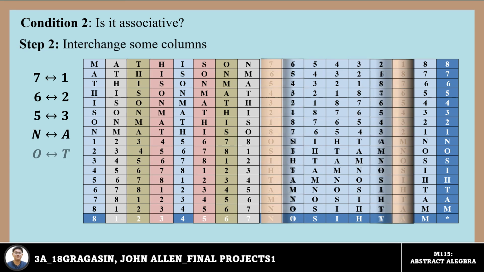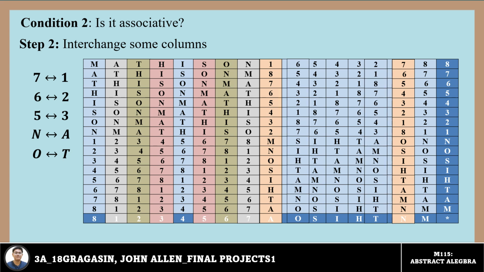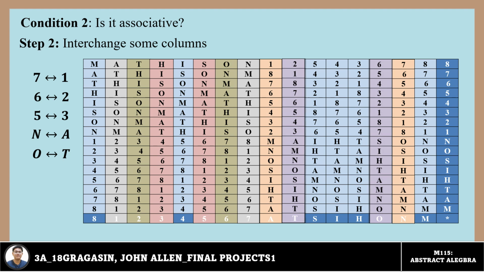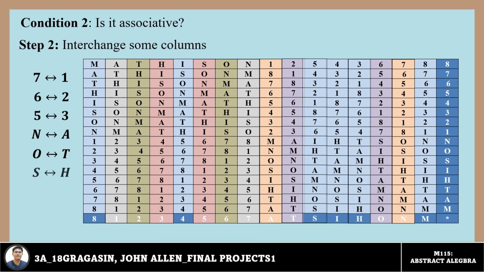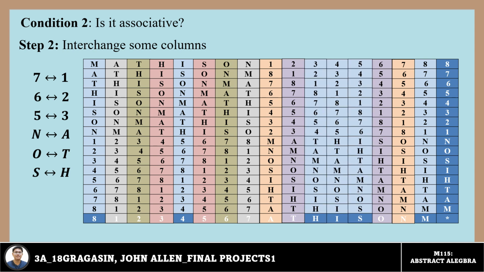Then we have this. Next, we will be interchanging the column of O, which is here, and the column of T, which is here. Now we have this. And next, we will be interchanging the column of S and the column of H. We have here the column of S and the column of H. Then we have it like this.